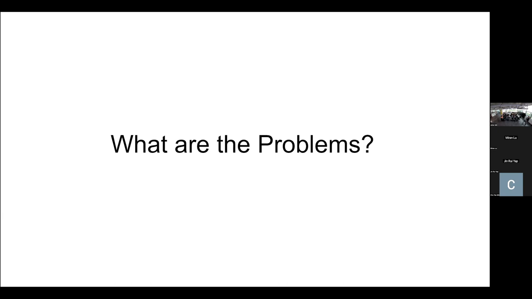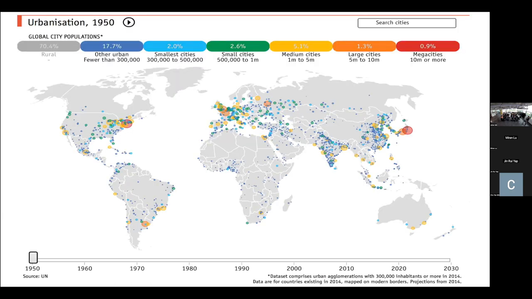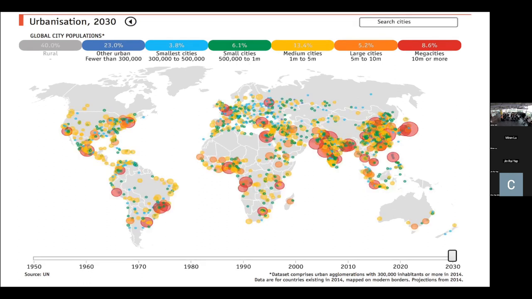Normally, one of the major problems that we would like to address, especially as architects, engineers, and urban planners, is the problem with the population. If you look at this map, this is how the population looked in the 1950s, the number of small cities, medium cities, or even mega cities, you can see they're very small. More than 70% of the people were living in villages. But if you look at the map in 2013, just a few years from now, you will see that only 40% live in rural areas, and more than 60% live in urban areas.